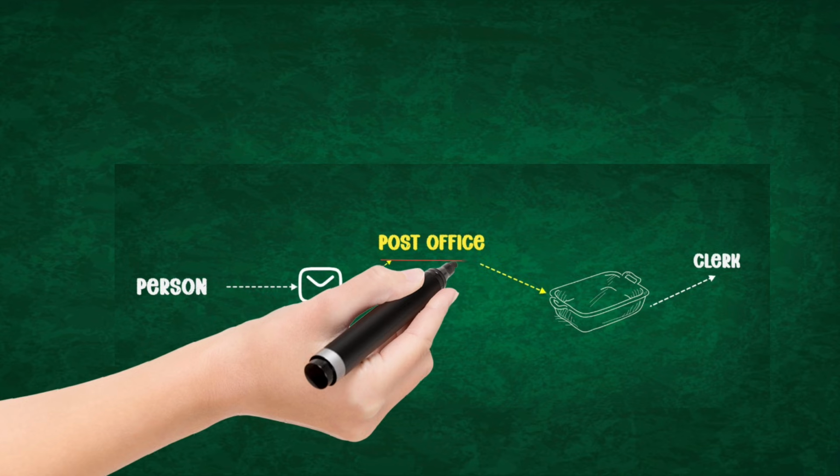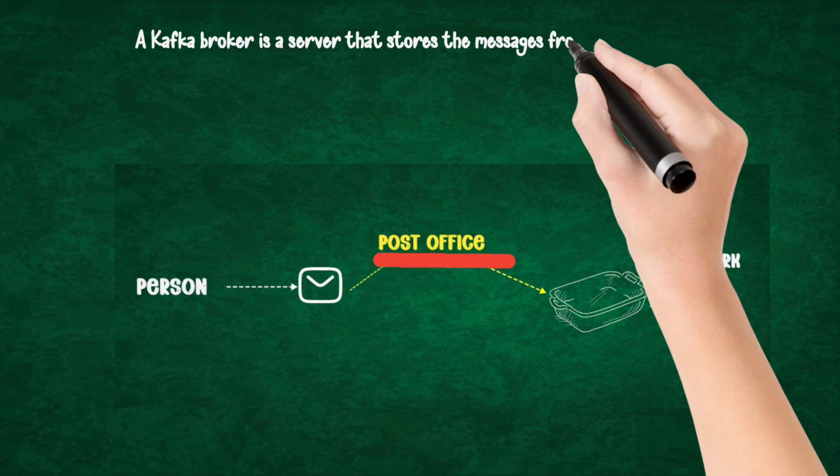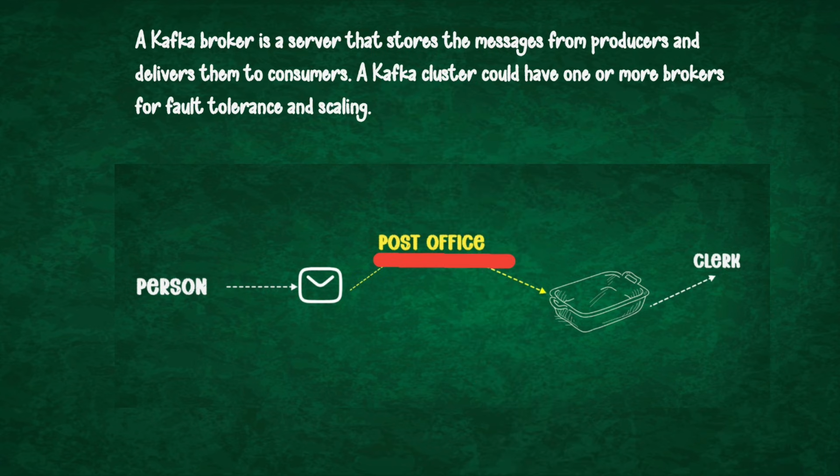Here, the post office will be the broker in Kafka terms. A broker is a server that stores the messages from the producers and delivers them to the consumers. A Kafka cluster could have one or more brokers for fault tolerance and scaling.